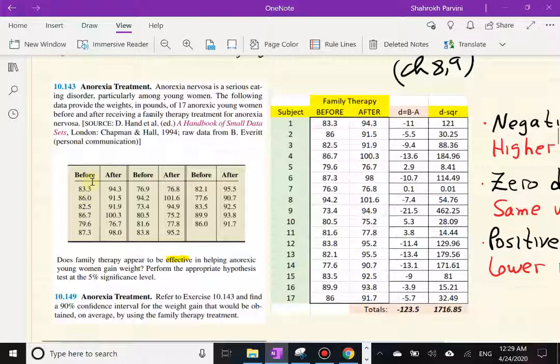So just to look at these scores here. This is subject number 1, he or she. Before the family treatment, this individual weighs only 83.3 pounds. Pretty light, huh? And after the family therapy, it goes up to 94.3 pounds. Now, one thing we don't know is the age of these people, right? So I guess 83 pounds, that seems pretty light to me, right?